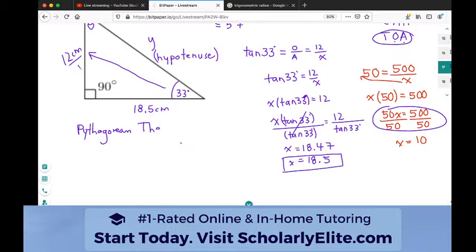So if everyone recalls, our Pythagorean theorem is a squared equals b squared plus c squared. Different teachers put these letters in a different order, but basically a squared represents the hypotenuse squared. So in this case, we don't know the hypotenuse and we know the other two, so I'm just going to plug in 12 squared plus 18.5 squared.